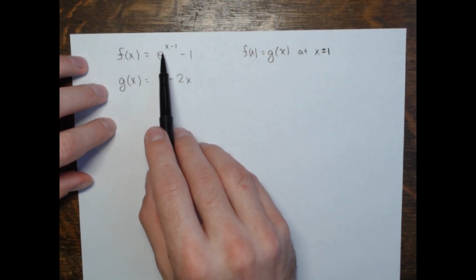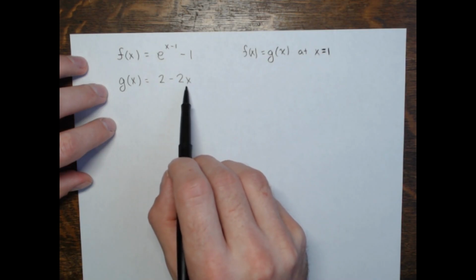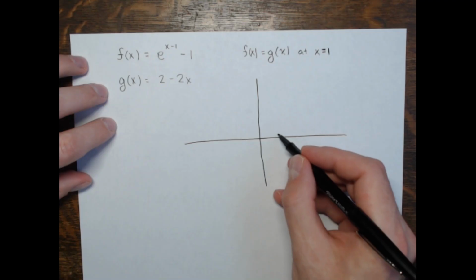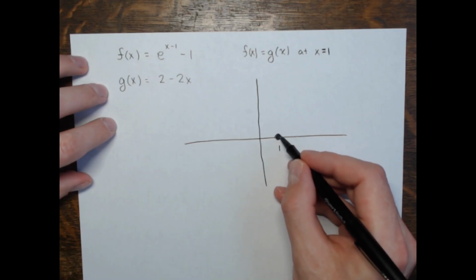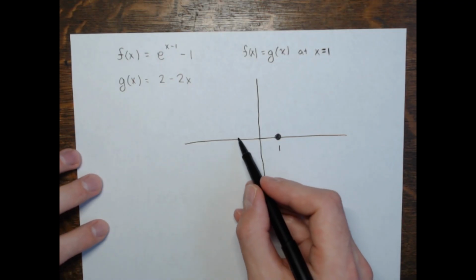When x equals 1, this would be e to the 0, which is 1, minus 1 is 0. And then when x equals 1 here, 2 minus 2 is 0. So they both meet at the point 1, 0. So this point here is where they cross. And we're looking at the interval from -1 to 3.